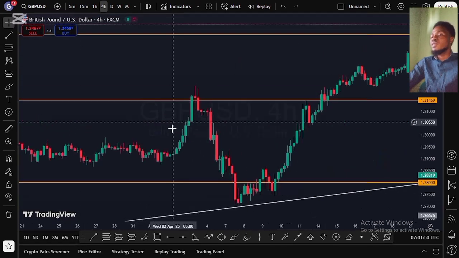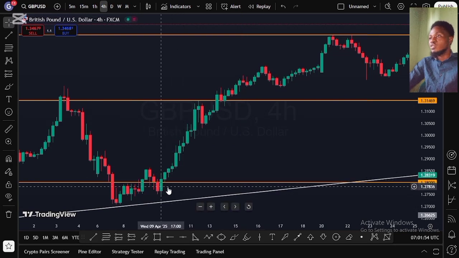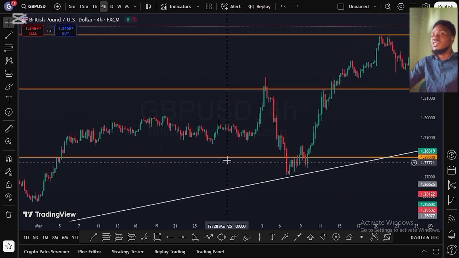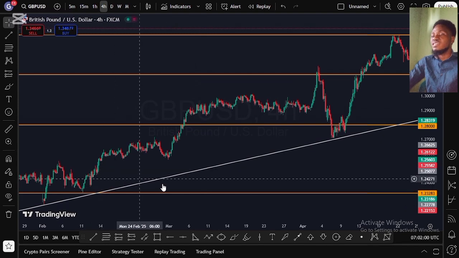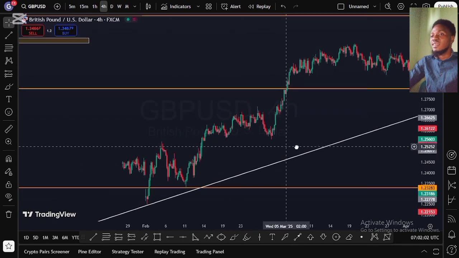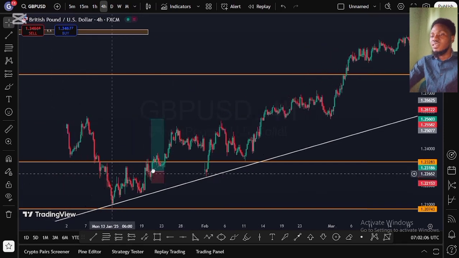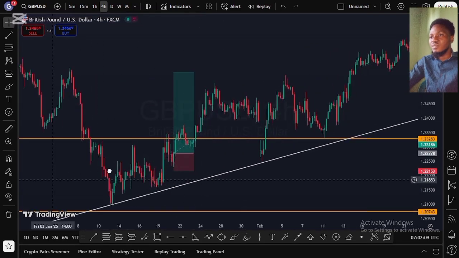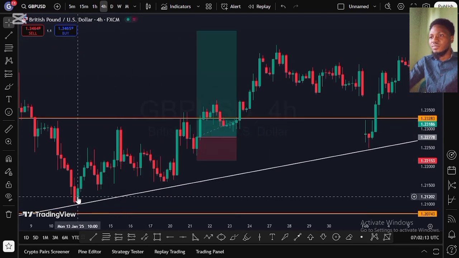Now we've talked about the hammer, we've talked about the bullish engulfing. Let's talk about the tweezer. The tweezer is almost similar to the bullish engulfing, just that it has equal bullish and bearish. So you can see something like this now. It means something like this one.